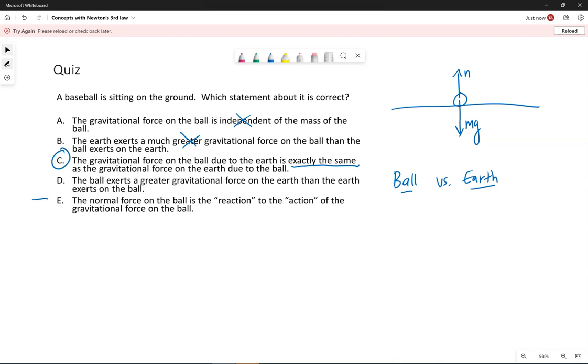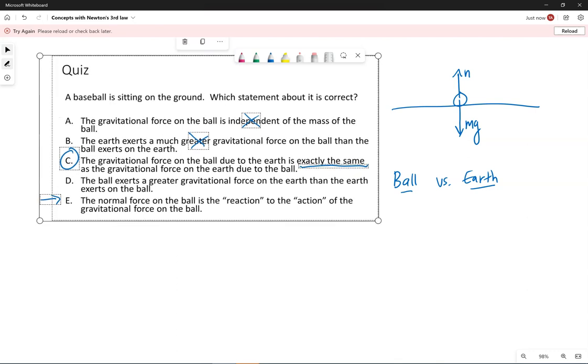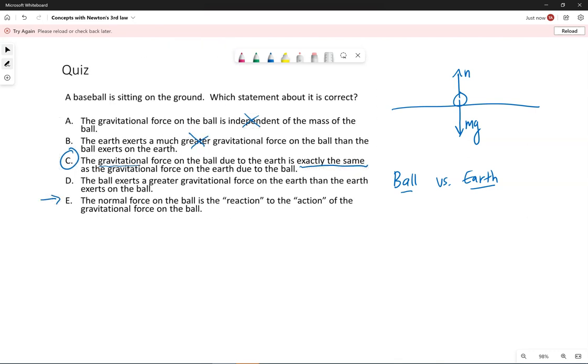Now, E is a very common answer, but it is not correct. It is not correct because the normal force is caused by the floor, not the Earth as a whole, just the floor. The floor pushes up on the ball. Gravitational force is a gravitational attraction of the ball towards the Earth as a whole, not just the floor. So Newton's third law always has to have the same type of force, and it always needs to involve the same two objects.